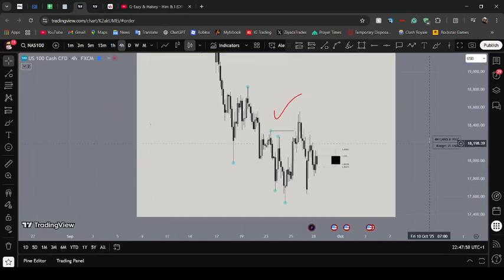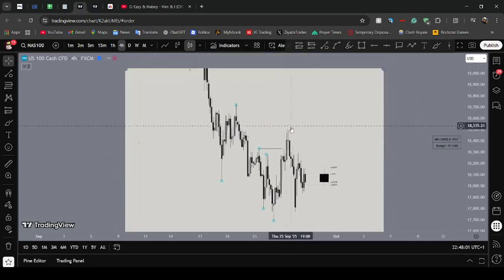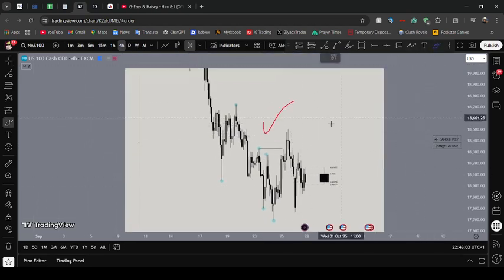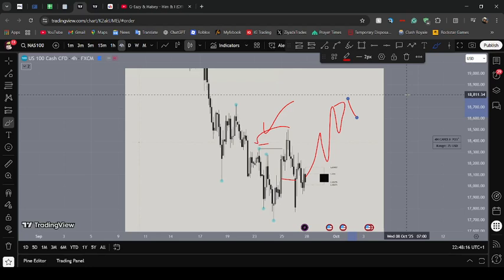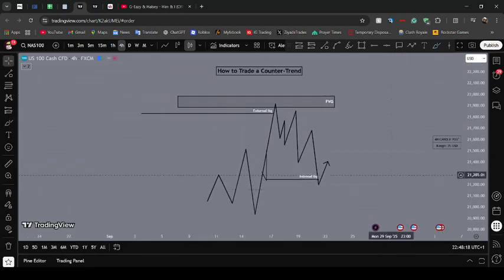Here's a perfect one. As you can see, this is the counter trend, right? After this high took an external, it reacted off an imbalance from here, then it went all the way to this internal. Now you can see we have a wick, which is internal liquidity, then price just went higher from here. So yeah, that's how you trade a counter trend.